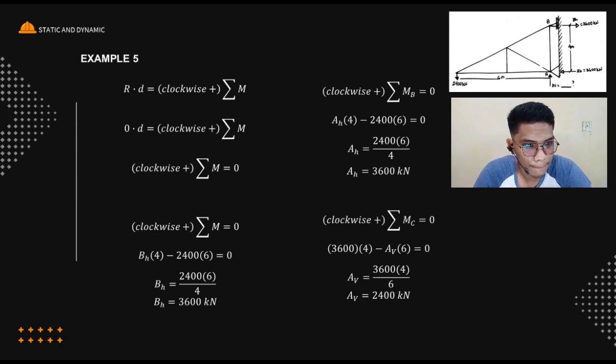So as you can see po, yung ating BH ay the same as the AH kasi parehas po silang horizontal, and then yung AV naman po natin, which is 2,400, is the same po dito sa force na nasa may point C po natin, which is 2,400. Yun po yung sinasabi po sa couples.